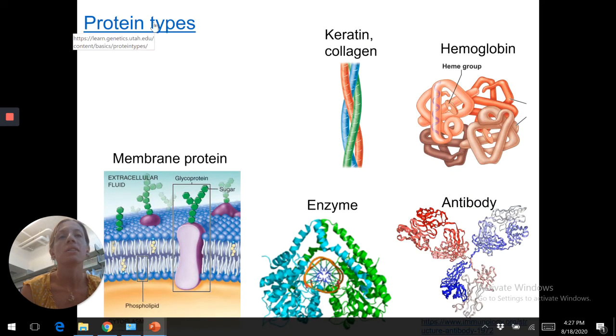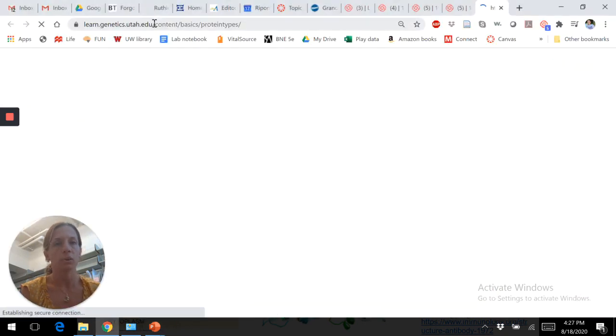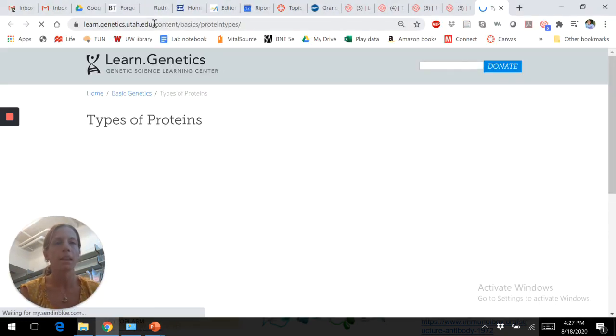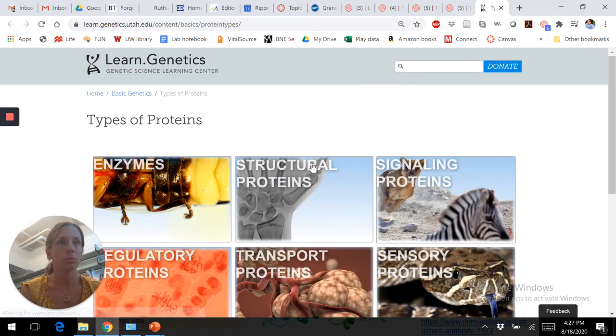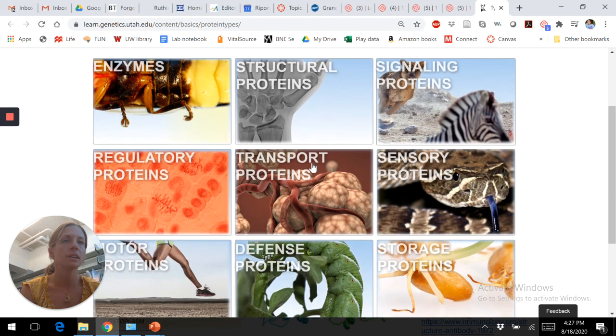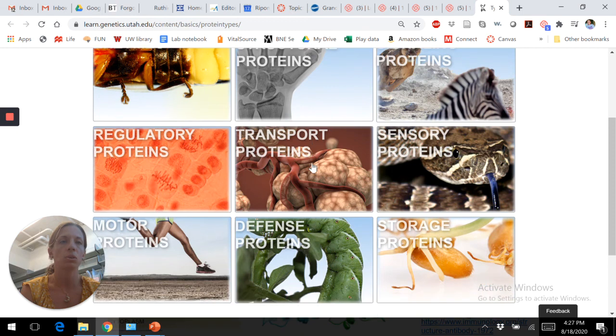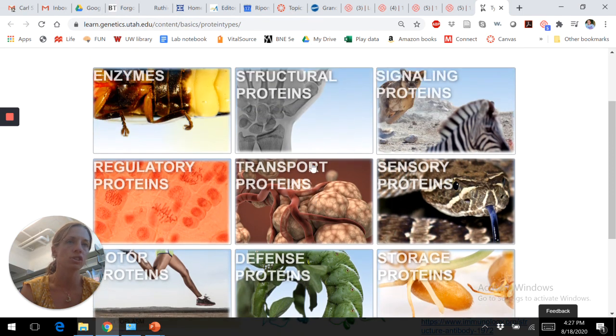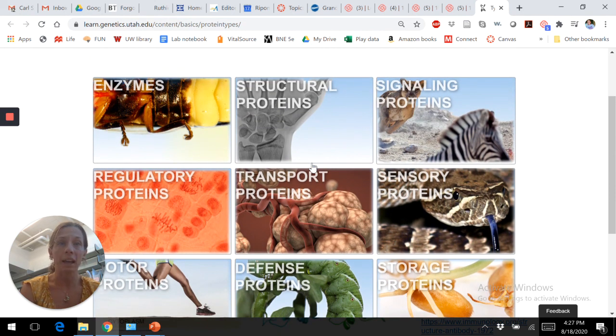Okay, oh, here it is. This is a really nice website that I recommend. I have it posted as well on your Canvas page that kind of breaks it down by types of proteins a different way. It's going to load here in a moment. So different enzymes, structural proteins, signaling, sensory, transport, regulatory, motor, defense, and storage. Some of these a little bit overlap, that's okay.